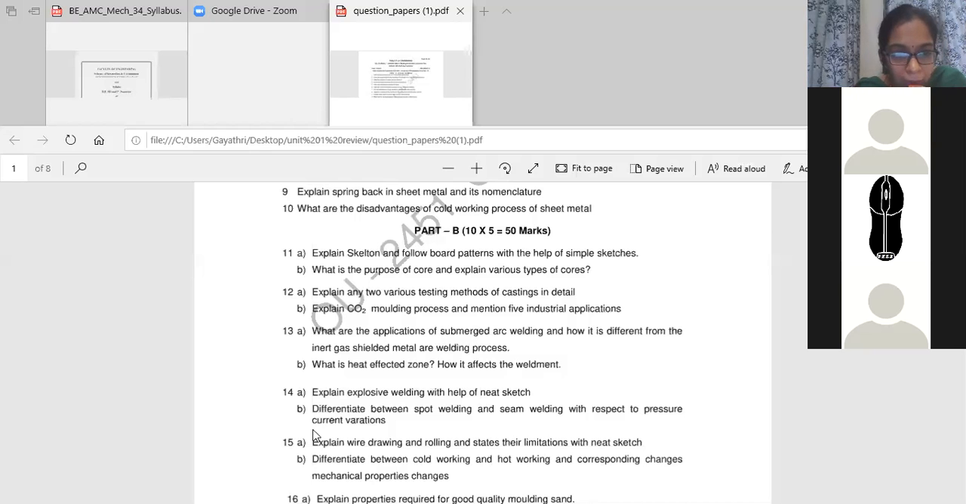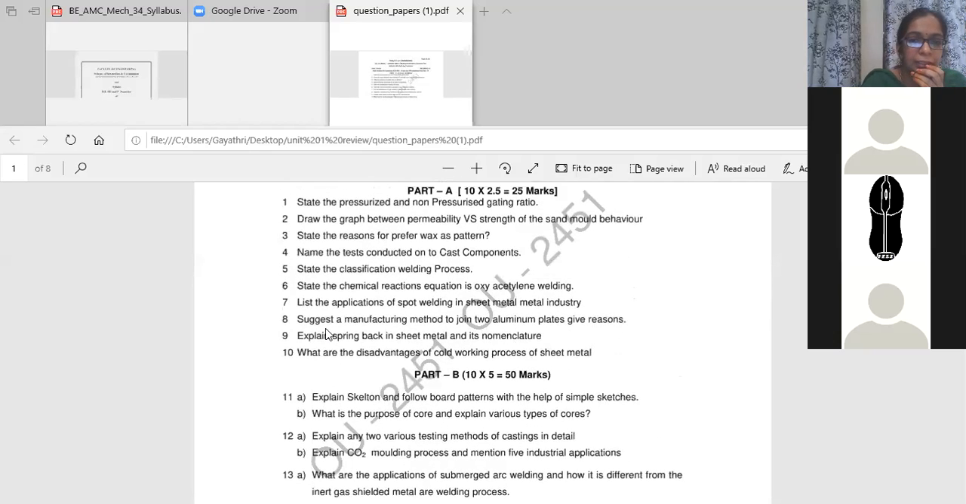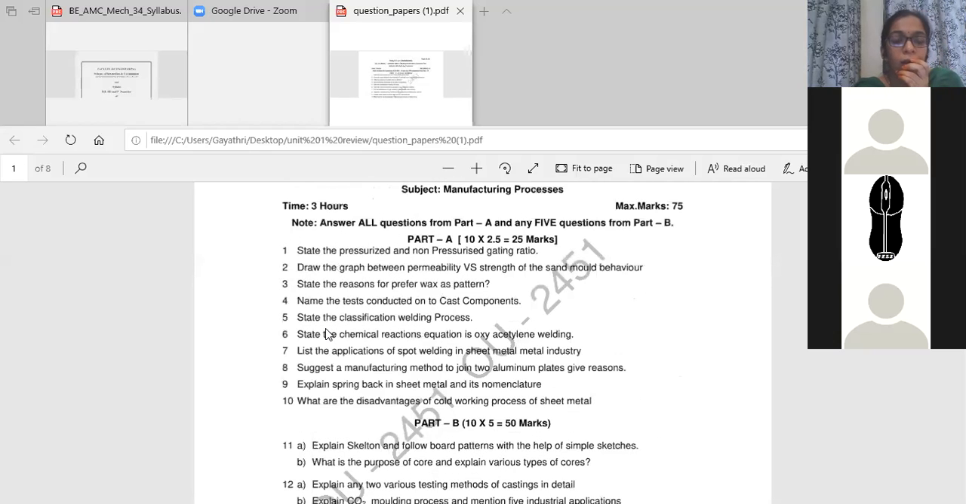Then all of you see 16A: Explain the properties required for good quality molding sand. Can you answer this question? Properties of sand: collapsibility, permeability, green strength, dry strength. All these you have to write in detail. Then we'll see the short answer questions.